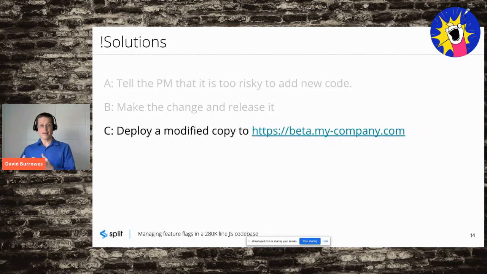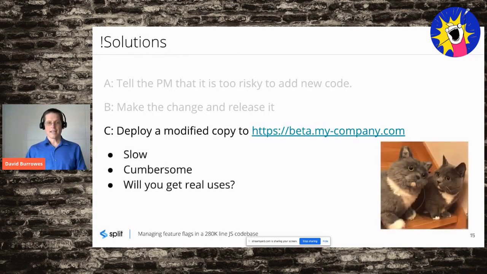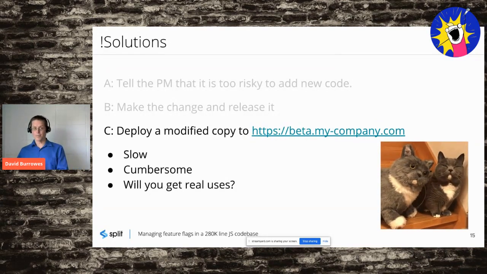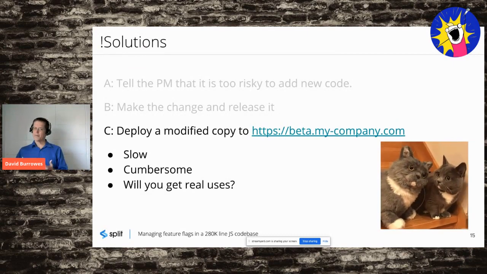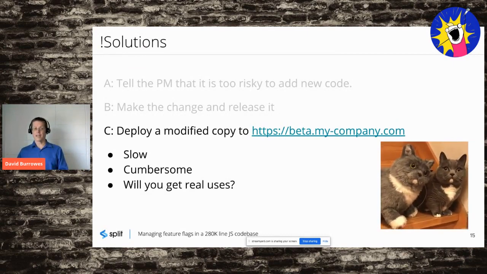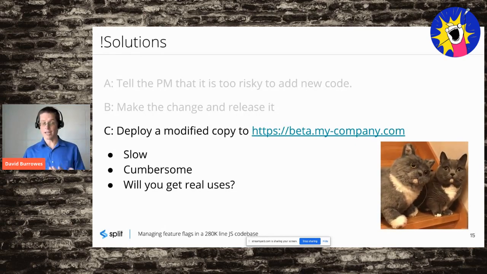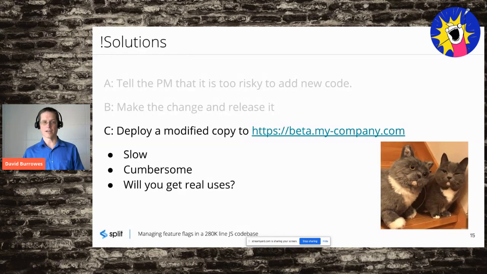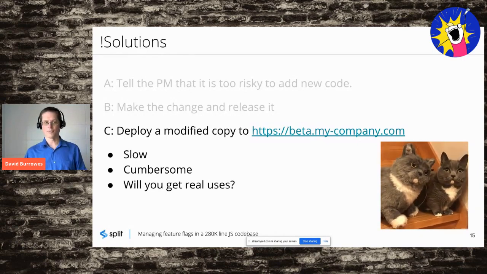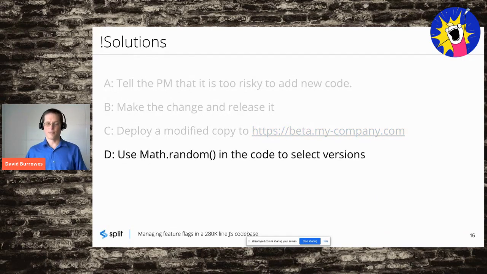You can take your code, as I said, make a copy, put it somewhere else, run another copy in parallel and have people use that. The downside to that is that it's cumbersome to do. You've got another code base to manage. And when people go visit that website, are you actually going to get real use cases there? It's really going to be hard to tell if you're getting actual normal uses there to judge whether your feature is good or not. Finally, we have this idea of putting both versions of your code in and using a random number generator to decide who gets to see that.